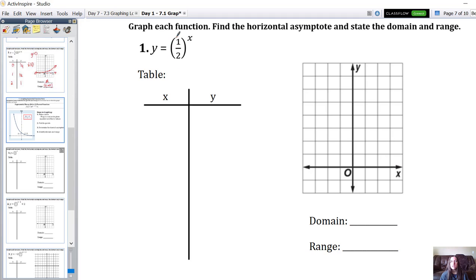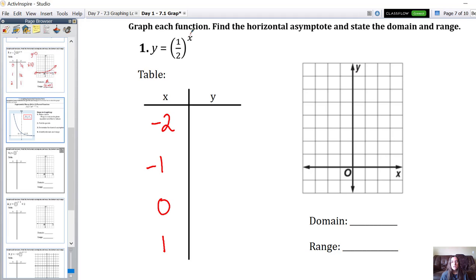Since this value of b is a fraction, I'm going to focus more on x values that are negative. That way it'll become an integer. So I'm going to use x values of -2, -1, 0, and then I'll just put one positive in there just to see what happens.